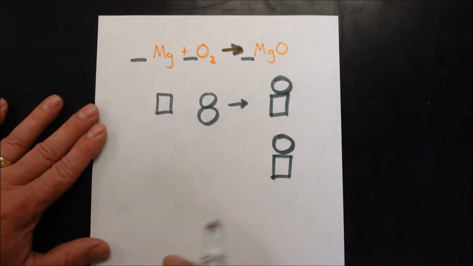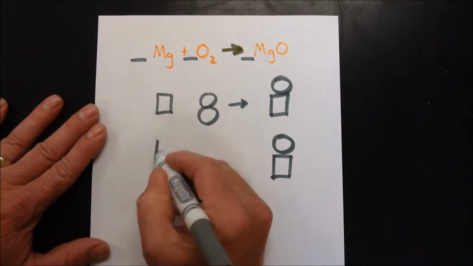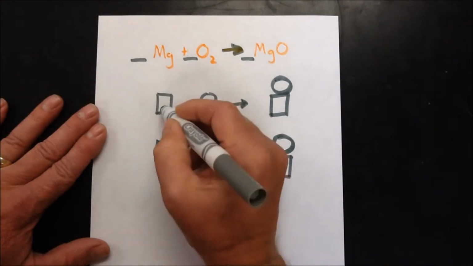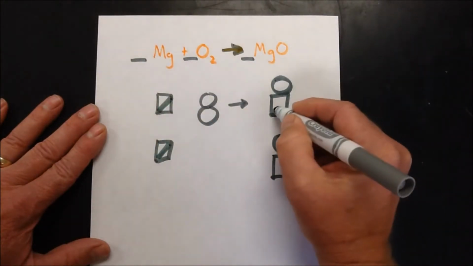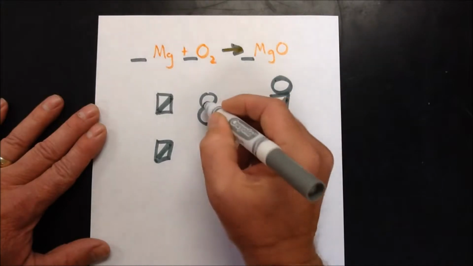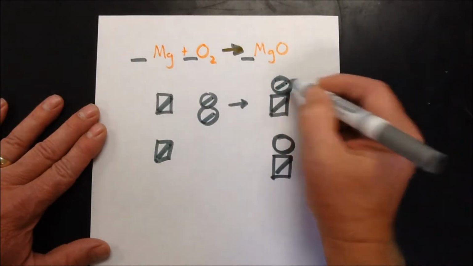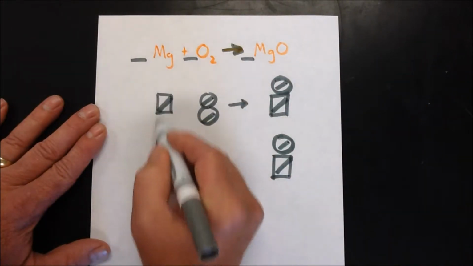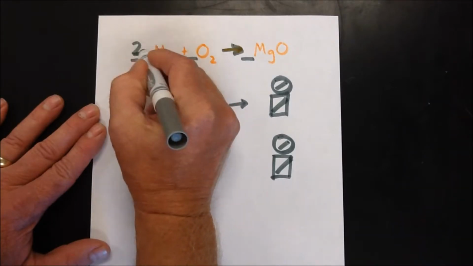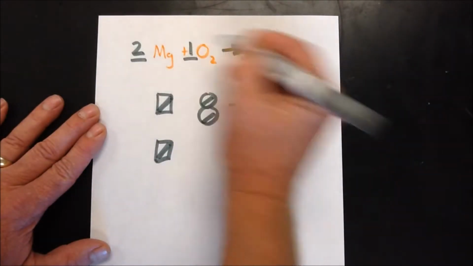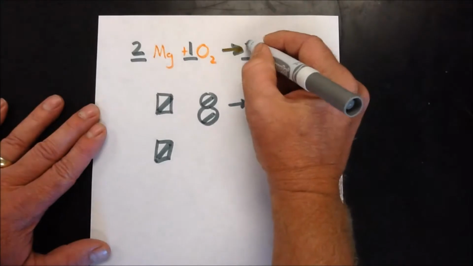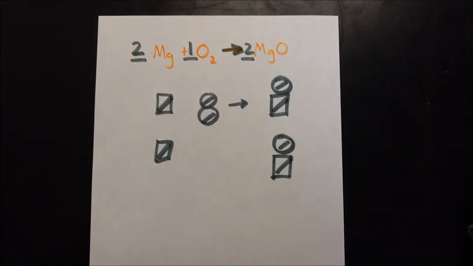So I'll come back to the reactant side, and I need to get an additional square here. So we'll check this. We've got 1, 2, 1, 2, and then here 1, 2, and 1, 2. So this tells me that for the magnesiums, the squares, I need 2 of those for every 1 O2 molecule to make 2 magnesium oxide.